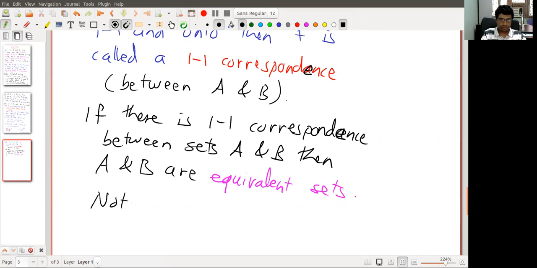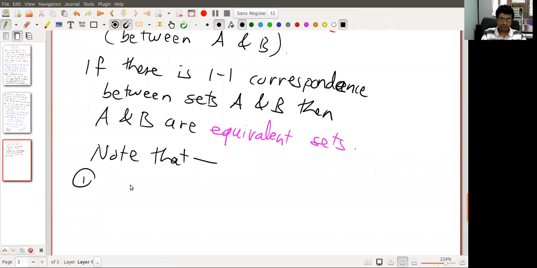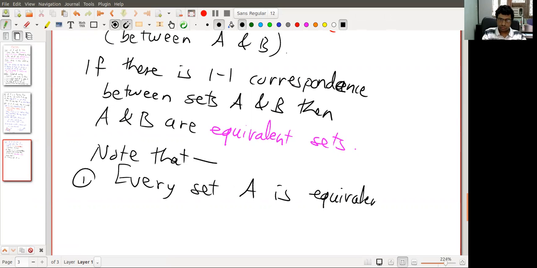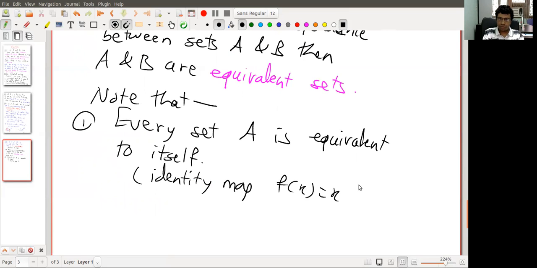Note that, first thing, every set A is equivalent to itself. Here the map is the identity map, f of x equal to x from A to A. So this is one to one and onto.